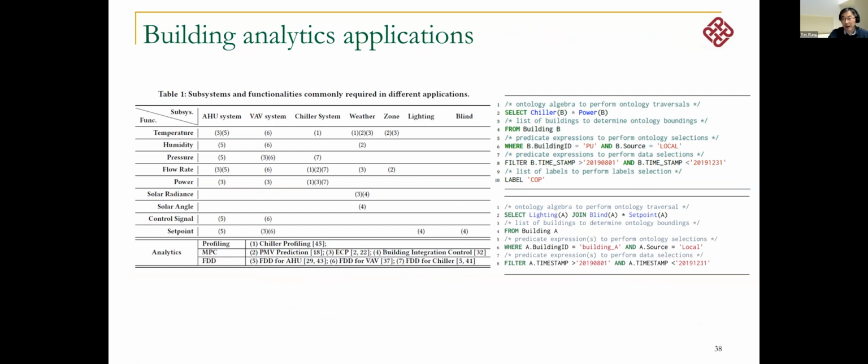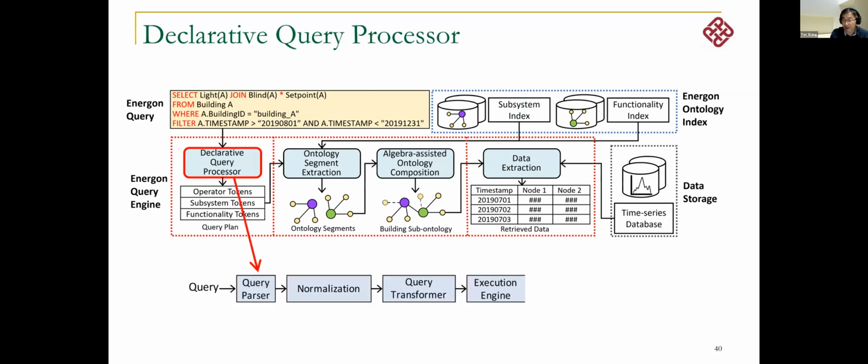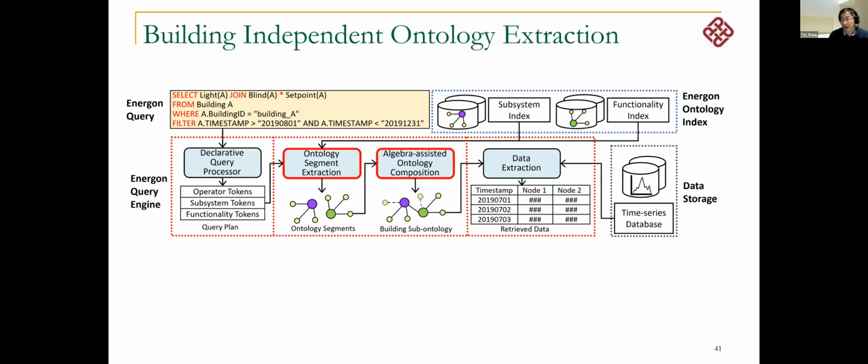So first, to develop the programming language, we analyze a large number of applications. We observe that all applications have subsystems. They require subsystems like chillers, lighting, blinds. And they need data, they need functionality. Okay, we call it functionality in our paper, like power, set point. And we also define 4 operators: union, intersection, difference, and join. So with subsystems, their functionalities, and these operators, application developers can basically specify what data they need. And our Anagon system will process this query, and then do automatic extraction, right?